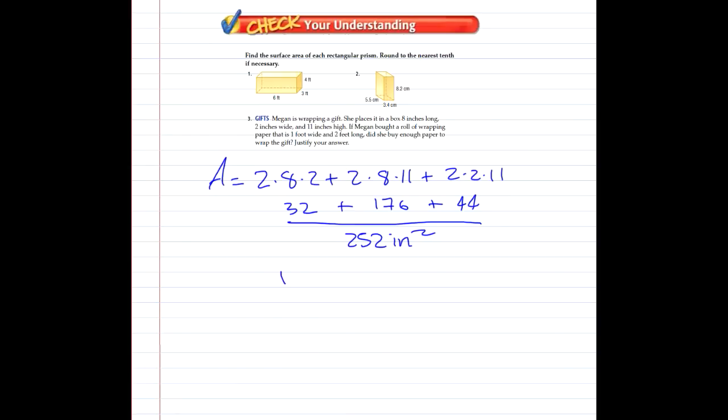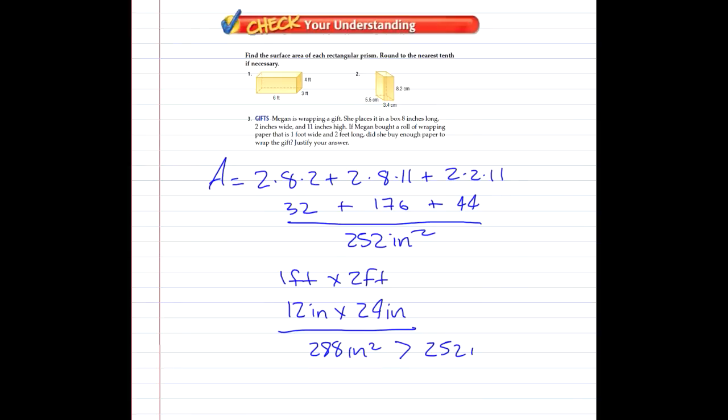Now my 1 foot by 2 feet, that's simply a rectangle. I need to change this to 12 inches, however, and I need to change this to 24 inches. When I multiply those together, I get 288 square inches, which is greater than 252 square inches. So can Megan cover the gift? Yes, she can. She has more than enough. The only vocab in this lesson is surface area, which is the sum of the areas of all the surfaces or faces of a three-dimensional figure.